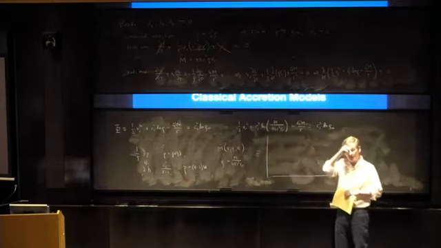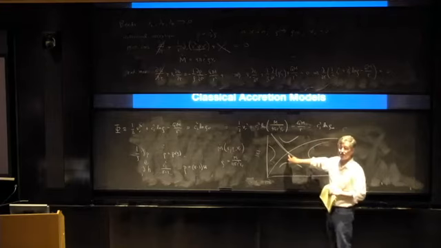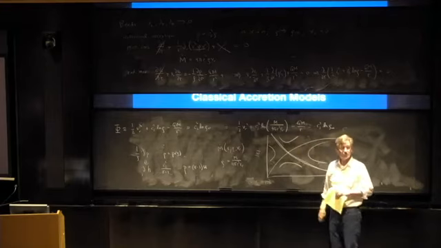Okay, so if we want a flow that goes from infinity, where the radial velocity is 0, to r equal to 0, where the velocity diverges, then I have to pick out this one. And it has to pass through this point, which is a saddle point of this function.